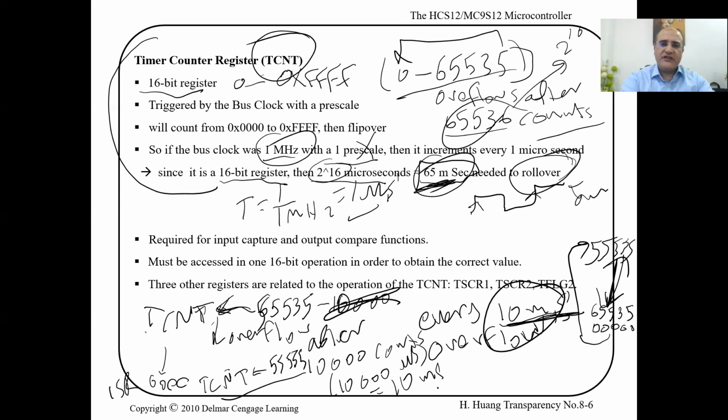The TCNT register is also required, and it is the core for the input capture functionality and the output compare functionality. The value the output compare compares with is the TCNT, and the value that is captured when an event happens on the input pin in the input capture is the TCNT value.